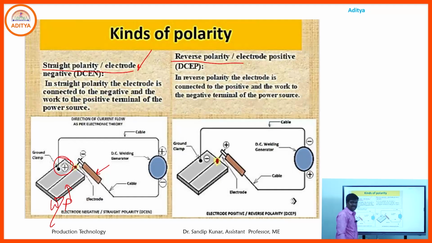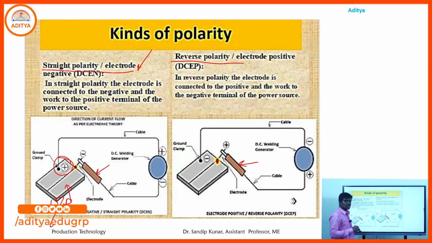Another is reverse polarity. In reverse polarity, we do just the vice versa of straight polarity. Here the electrode is connected to the positive power supply and the workpiece is connected to the negative power supply. But which is better? In welding, straight polarity is better. More penetration depth is possible, and the quality of the weld face is also very good using straight polarity.